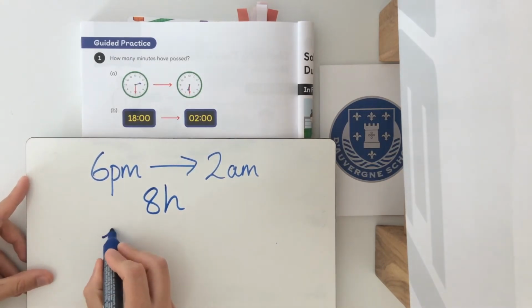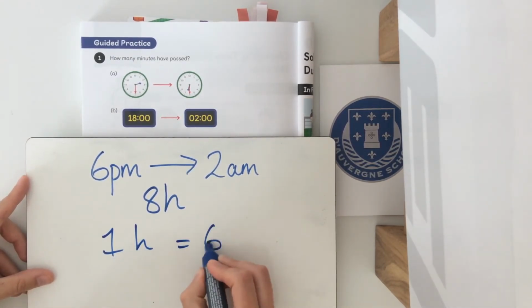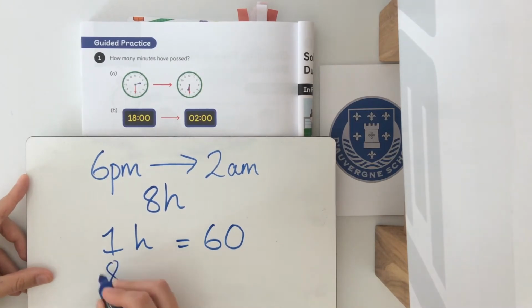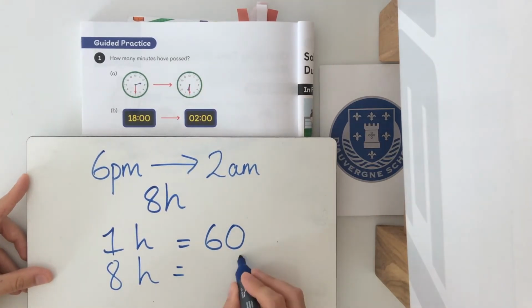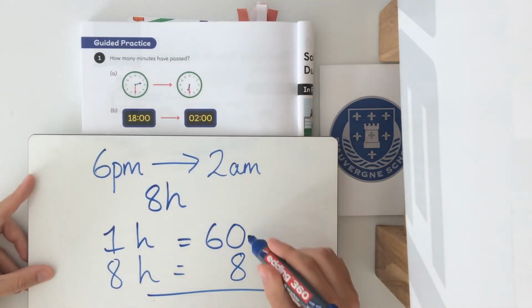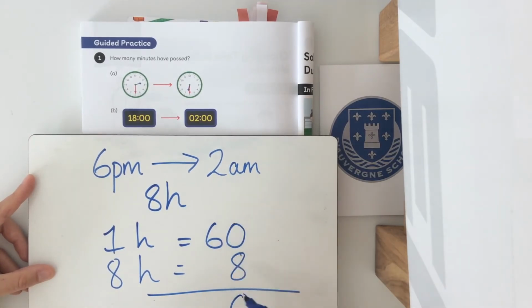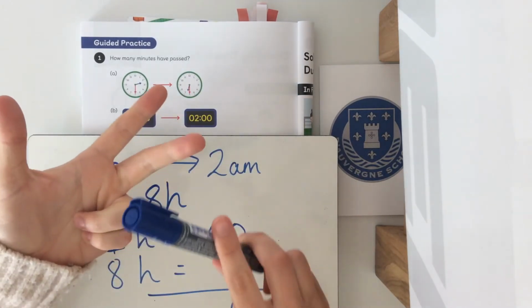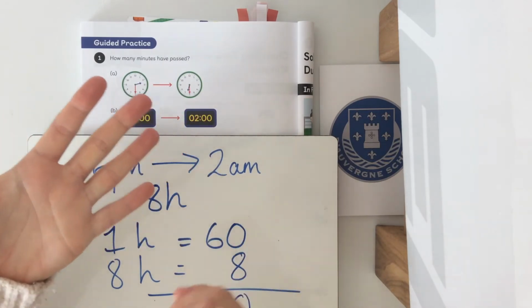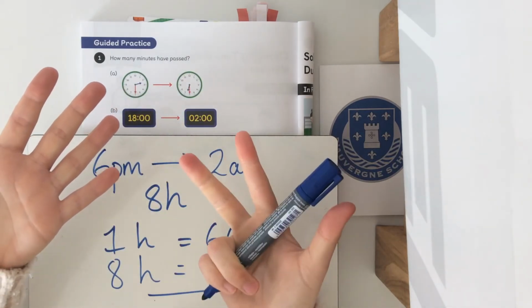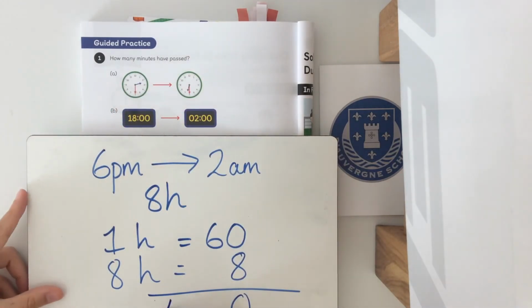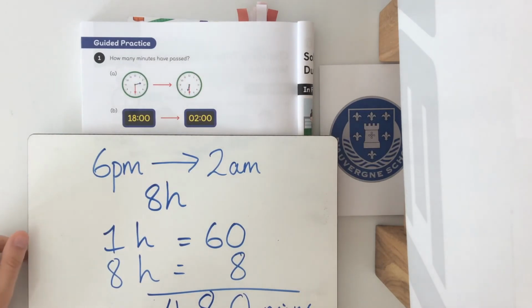So to convert that into minutes, if we know that 1 hour equals 60 minutes, we need to times it by 8. 0 times 8 is 0, 6 times 8 is 6, 12, 18, 24, 30, 36, 42, 48. 480 minutes has passed for question B.